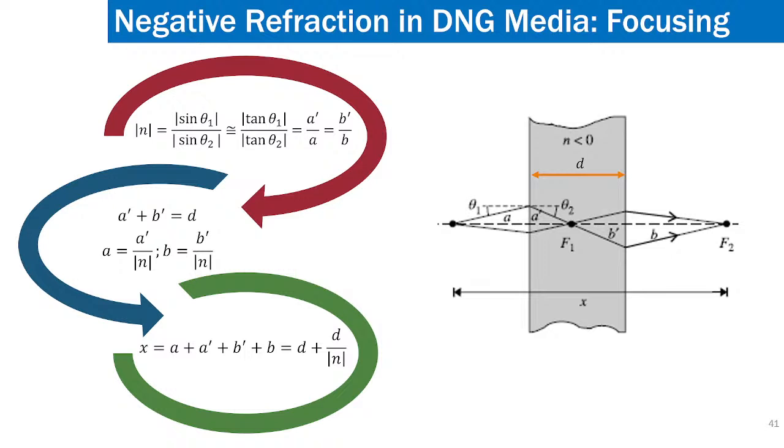From this what we understand is, you take a simple slab that is focusing the source on the other side at a distance of X, which is equal to D plus D by n, where D is the thickness of the slab. So a simple slab acts like a lens because of negative refraction in the DNG medium.